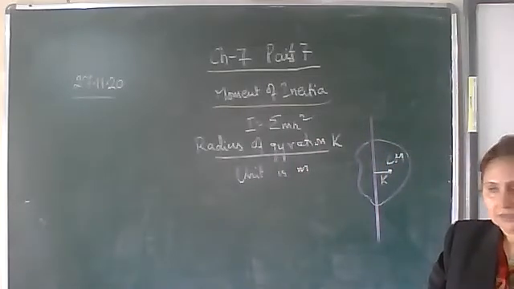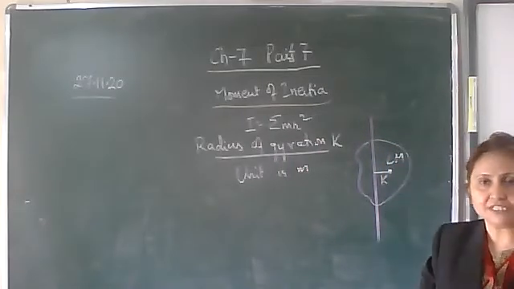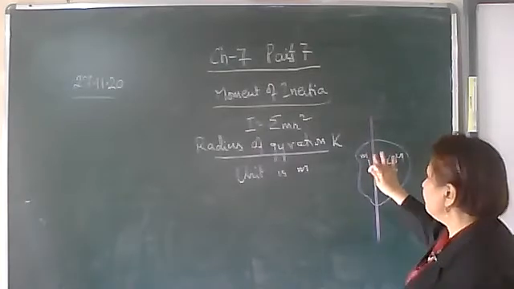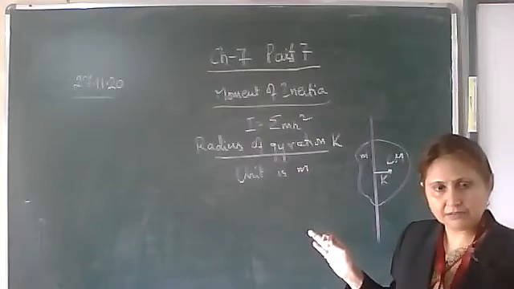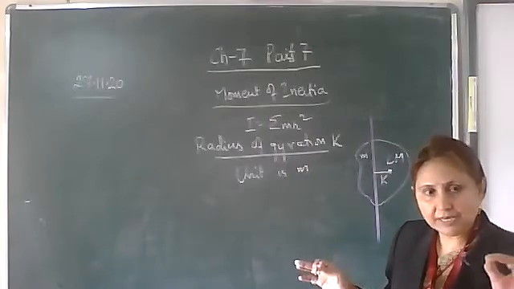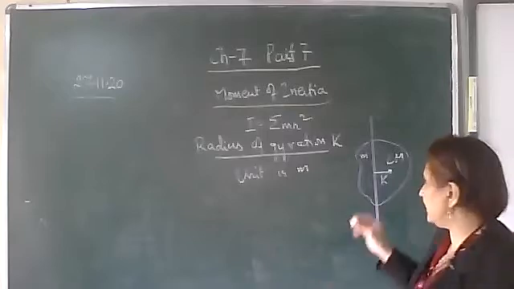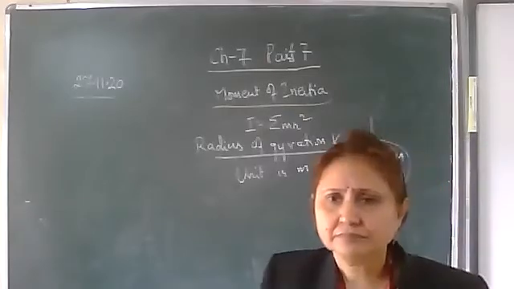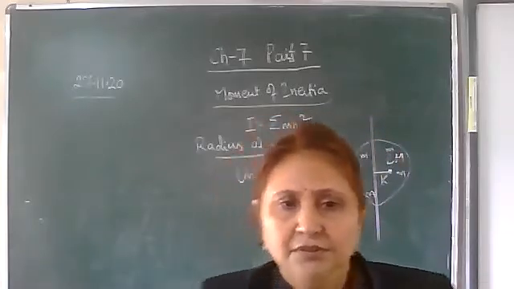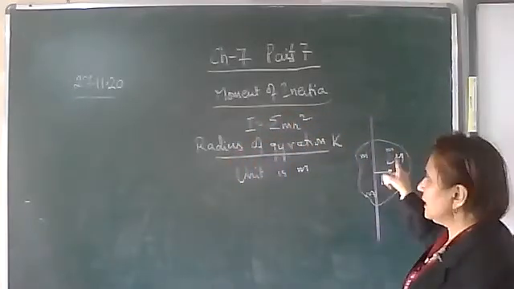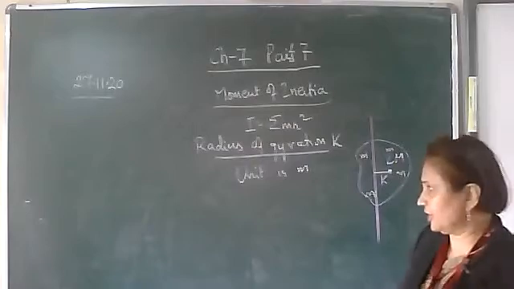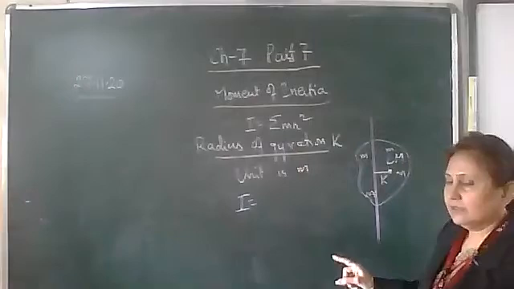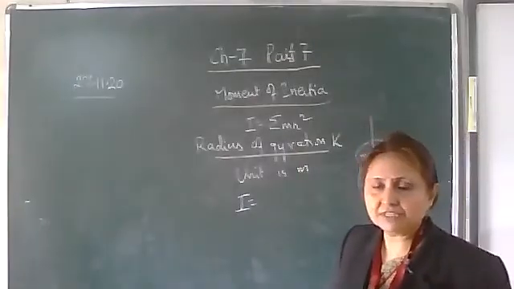Now let's find one more expression for the radius of gyration. Let this rigid body have a number of particles, m1, m2, m3 and so on up to mn, n number of particles. Now let each particle be of the same mass m. Now we know that the moment of inertia of this rigid body is m into r1 square.